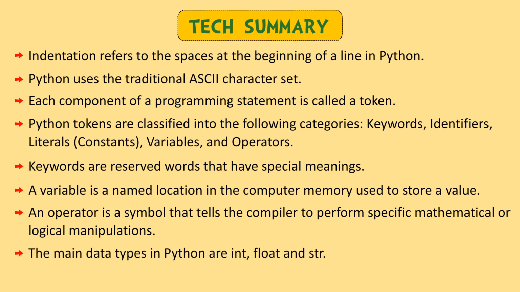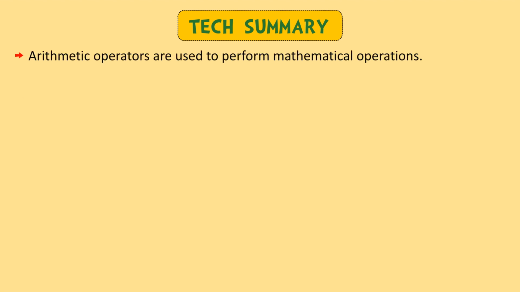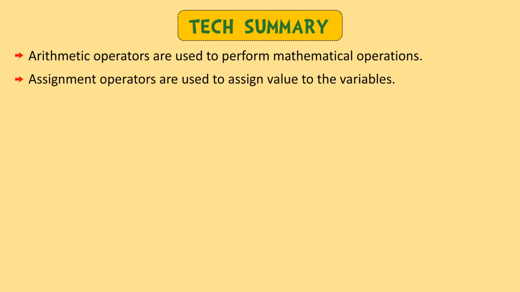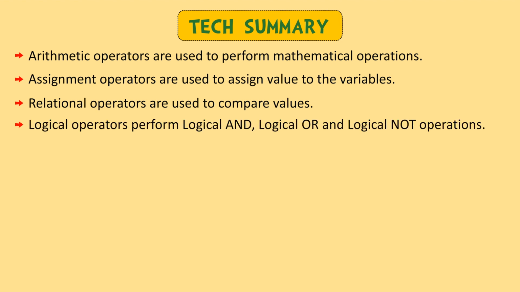The main data types in Python are int, float, and str. Arithmetic operators are used to perform mathematical operations. Assignment operators are used to assign value to the variables. Relational operators are used to compare values. Logical operators perform logical AND, logical OR, and logical NOT operations.